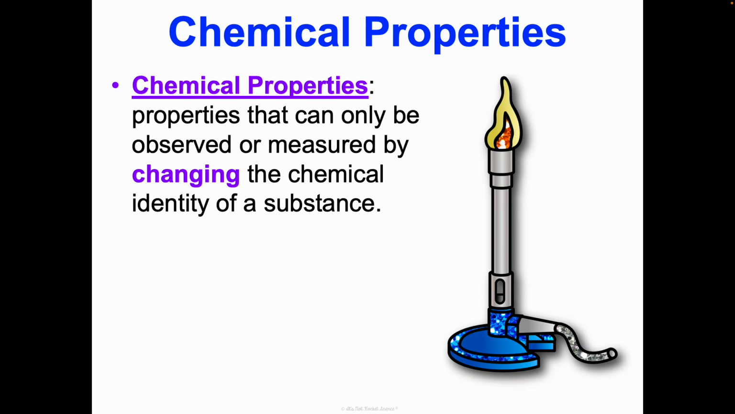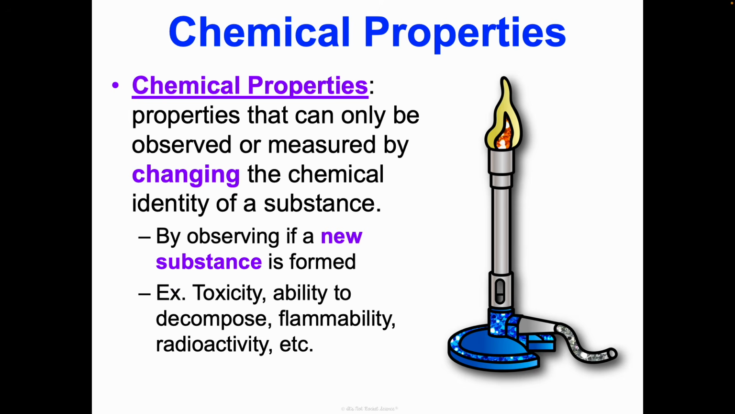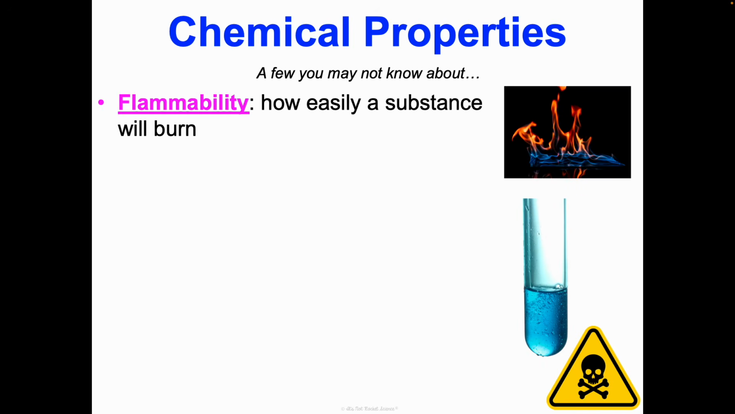So chemical properties are properties that can only be observed or measured by changing the chemical identity of a substance, by observing if a new substance is formed. So this is things like how toxic something is, how well it can decompose or rot, how flammable it is, how radioactive, that kind of thing. So a few you may not know about: flammability, you might know. That's how easily a substance is going to burn. Example, burning charcoal. But in testing how flammable charcoal is, we've made new substances and we've done a chemical reaction. Thus, it's a chemical property.